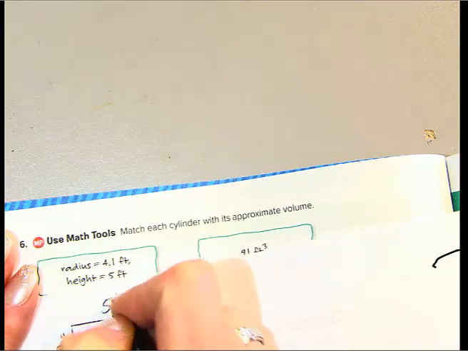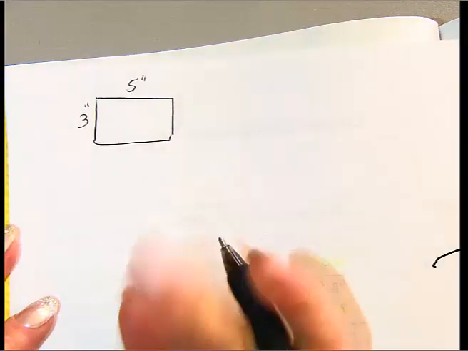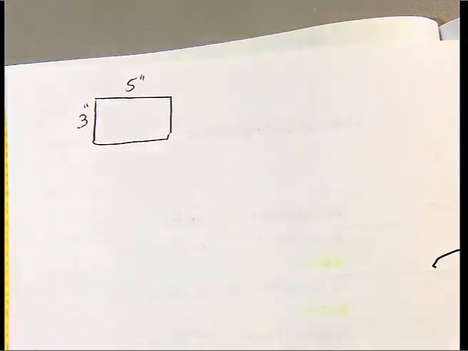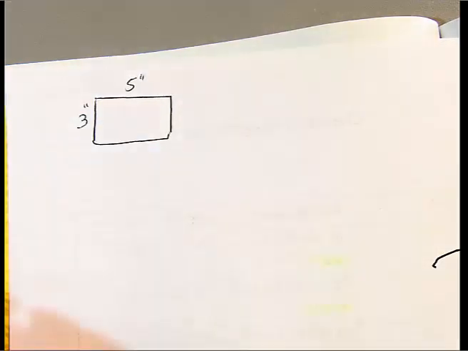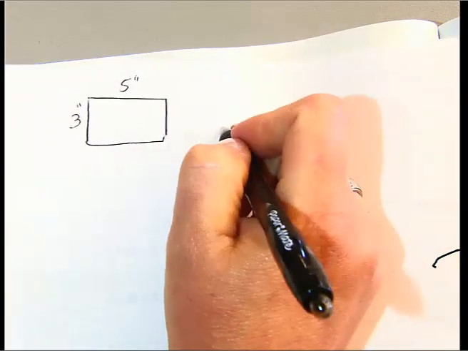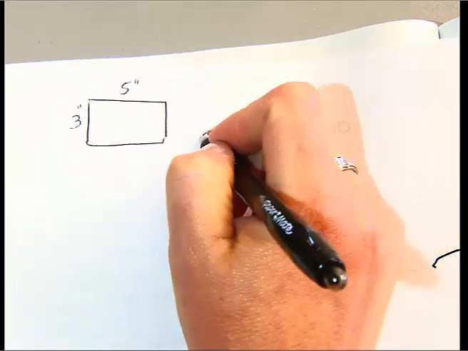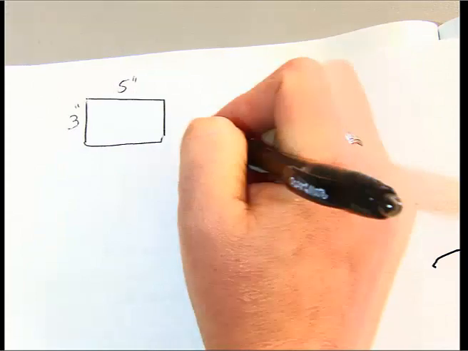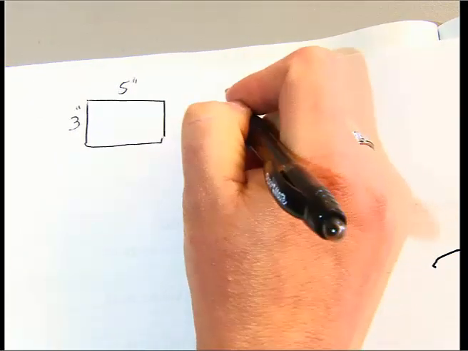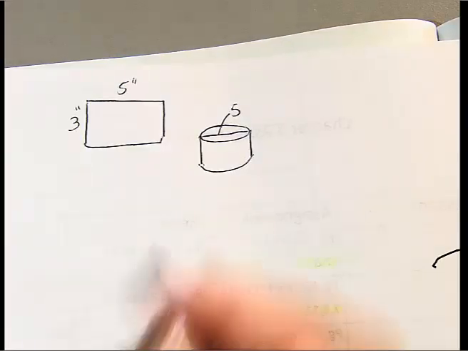Now let's say that I folded it. If I took the note card, and I don't think I have one right here handy, this will work. Let's say that I took the note card and I folded it hamburger-wise and made a cylinder out of it. Okay? So if I folded it hamburger-wise, this 5 is still up here, so that's my radius. This 3 is still how tall it is.